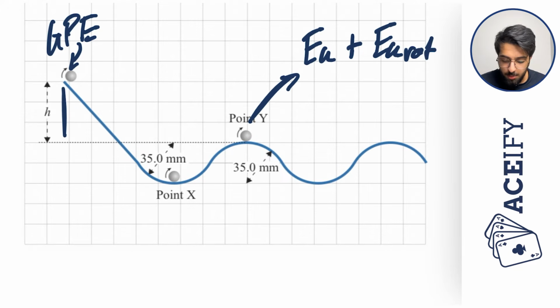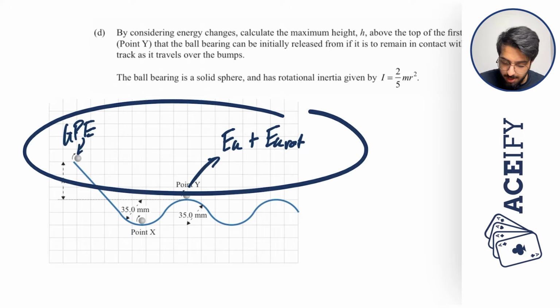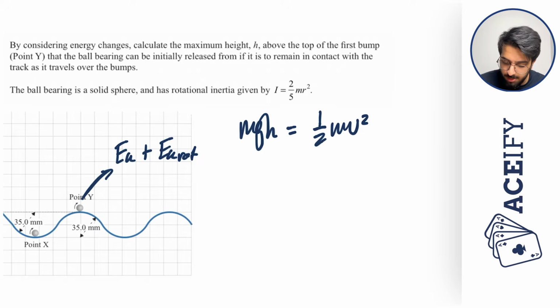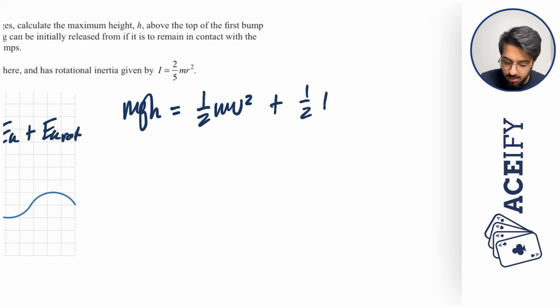If I were to use point X, I would also have to consider this 35 millimeters, and it just makes our calculation slightly harder. I haven't done the calculation myself, but you should get the same answer, but also you shouldn't just make your life harder, so I'd highly recommend just using point Y. So based on what I set up here, our mgh is equal to our half mv squared plus our half I omega squared. Now we're given our value for I, so we can make that substitution.